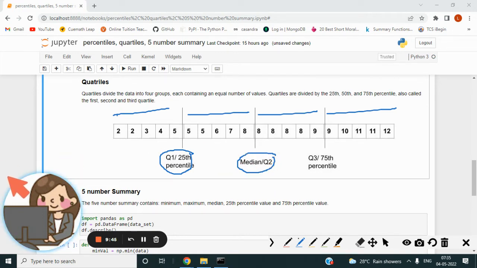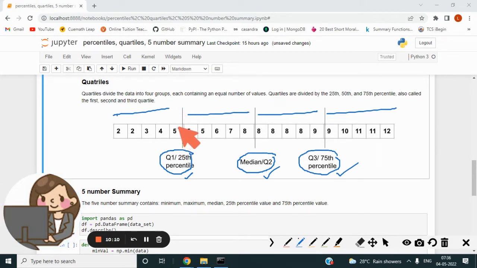That is, 50% of the values will be below it and 50% of the values will be above it. So obviously the median is known as the 50th percentile. And then at the 75th percentile, when we divide the entire thing in that manner, we get the quartiles. The first quartile is at the 25th percentile, the second is at the median, and the third is at the 75th percentile.